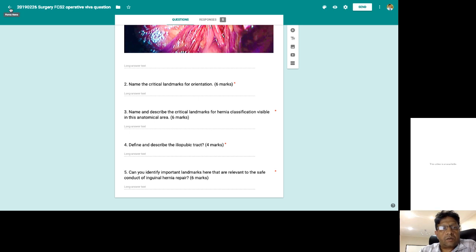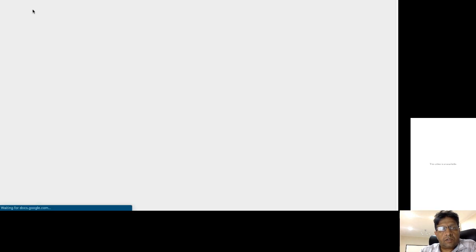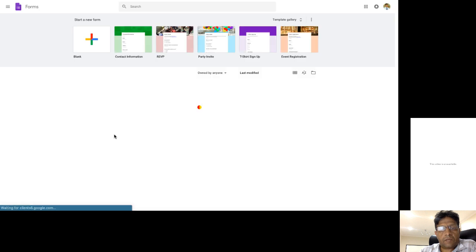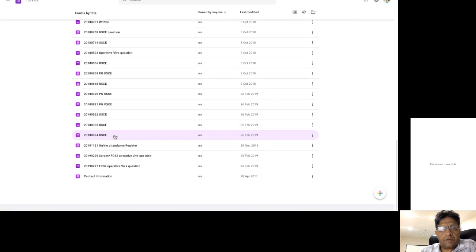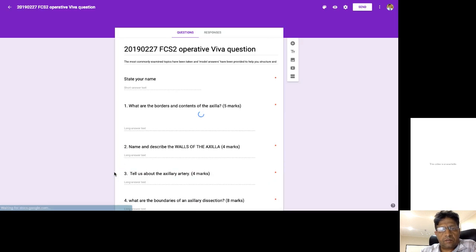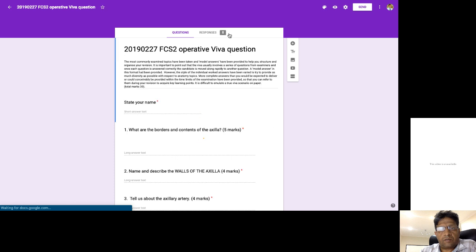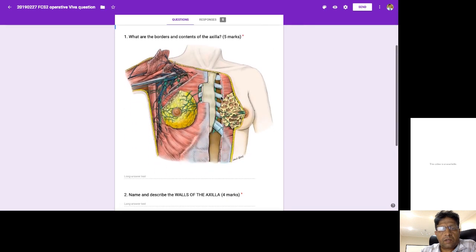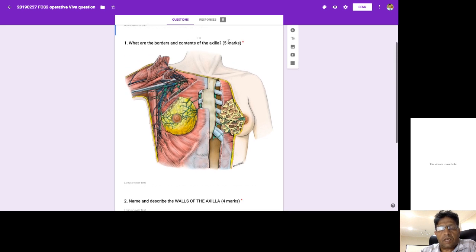There's a second question posted today on the anatomy of the axilla, which is also very relevant. Just take a look at that question. And responses from 4 people. What are the borders and the contents of the axilla? Once again, the marks indicate how many points you should have. So if you have 5 marks, you should be trying to get around 5 points.